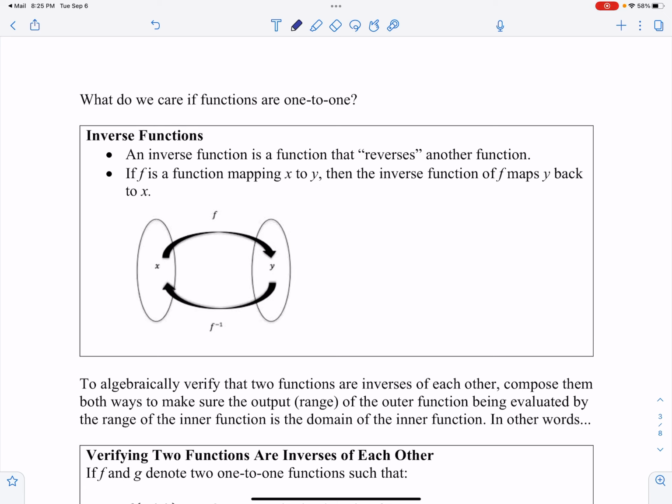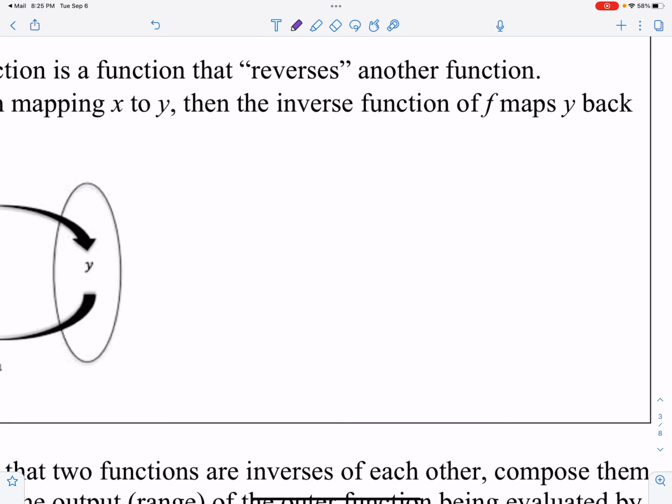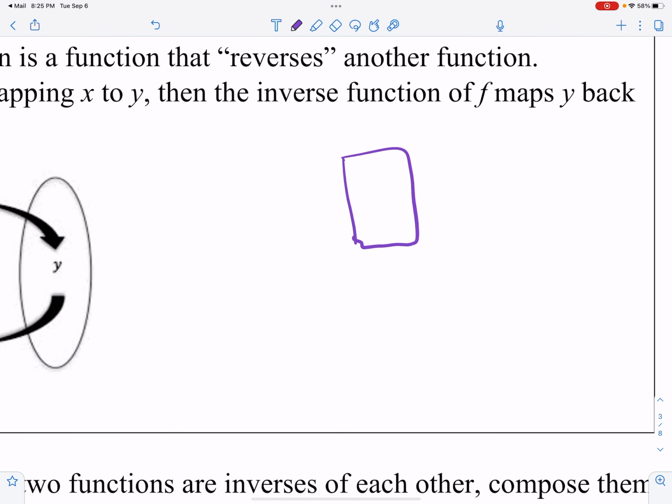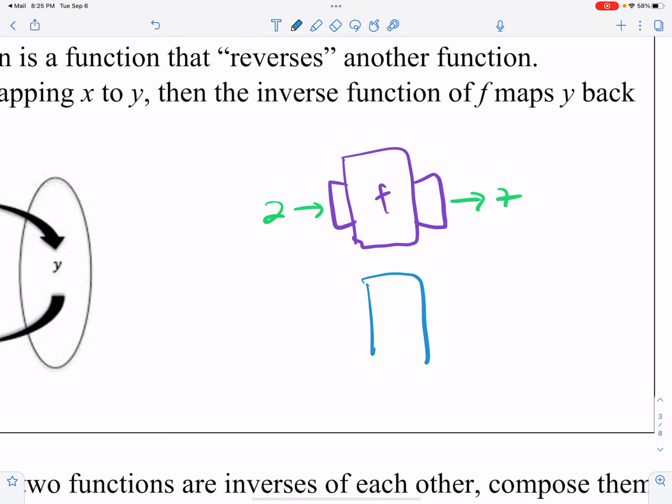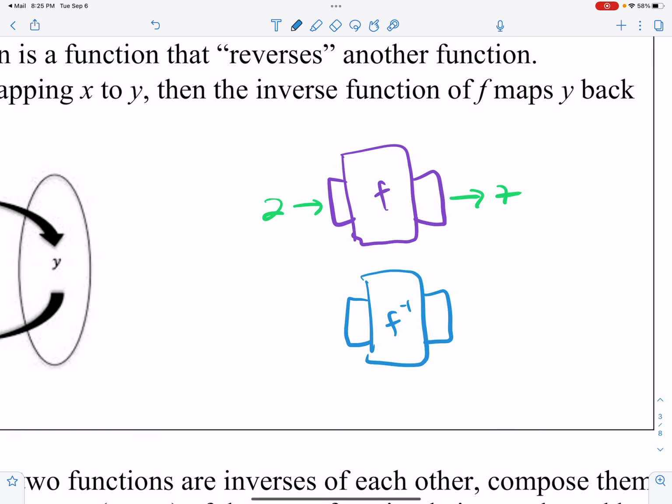I've given you a little picture there. What I always like to do is draw the little function machine like they do in Algebra 1. So let's say that we have our function machine f. And if we think about inputting, let's say 2 into our function, it spits out 7. Well, if you then took 7 and input it into f inverse, the inverse function of f, it would spit 2 back out.